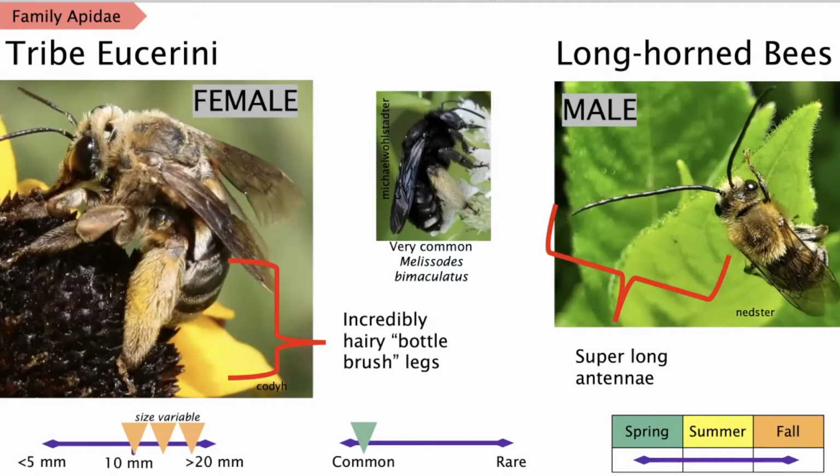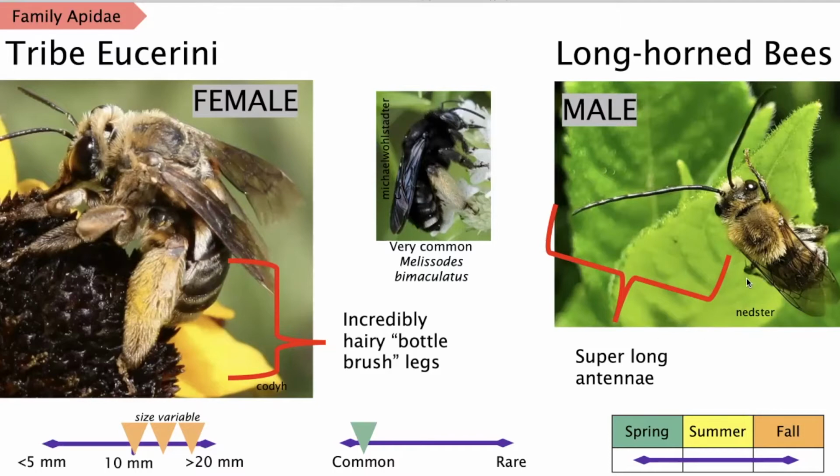And that is because these are my favorite bees also. So I just really like them. The females have these incredibly hairy bottle brush legs that can get absolutely covered and packed with pollen. Overall, they're kind of chunky bees. They aren't super skinny. They're a little bit wide. But yeah, the females have these really, really hairy legs. And the males have really long antennae. So their antennae are almost as long as or longer than their body. They're just hairy bees overall. You'll often see multiple males hanging out on one flower.